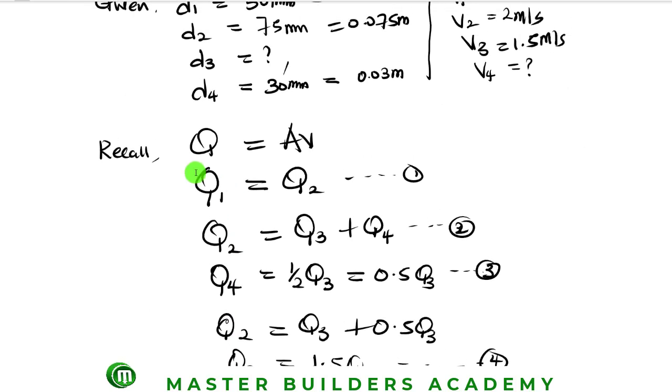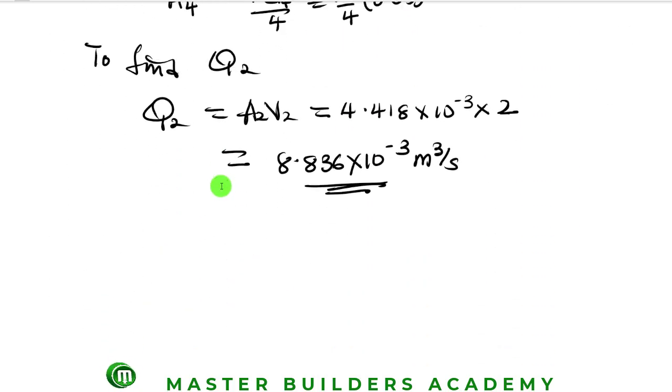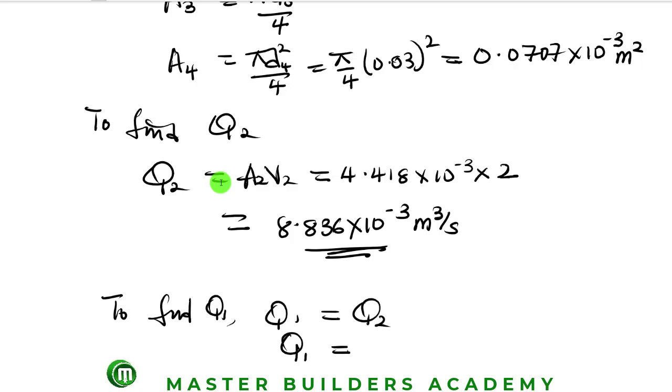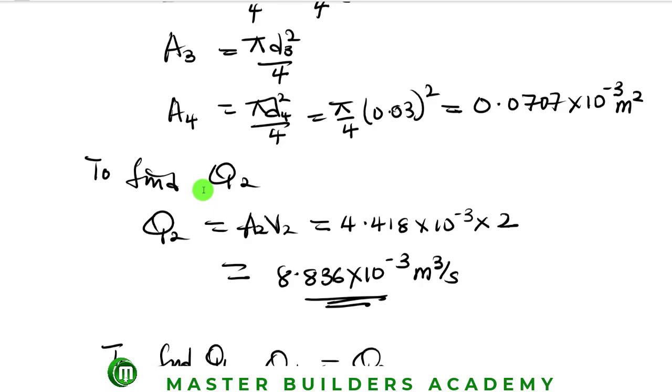We can now find Q1 from where? From equation 1. Remember that from equation 1, we are told that Q1 is equal to Q2. So having known the value of Q2, the same value for Q2 is the same value for Q1. So to find Q1, recall that Q1 is equal to Q2, and what is our Q2? 8.836 times 10 to the power of negative 3 meter cube per second. So guys, this is Q2, this is Q1.